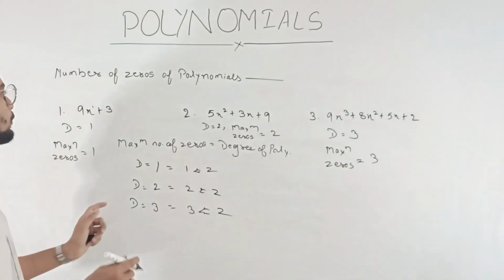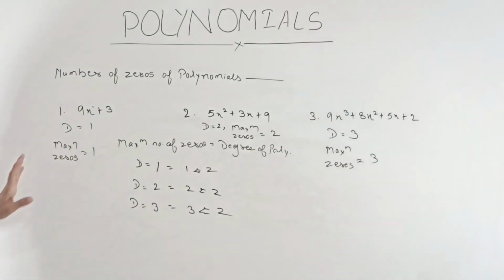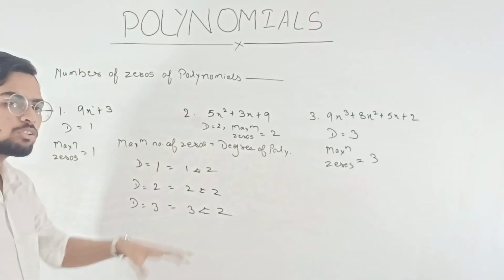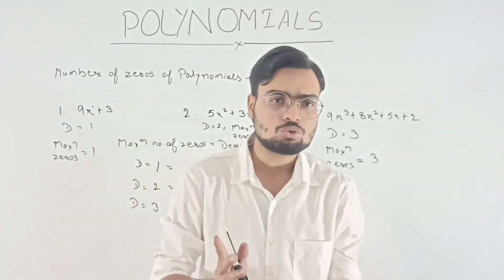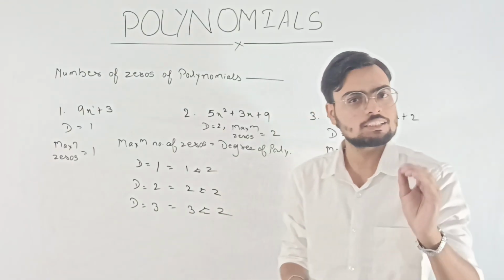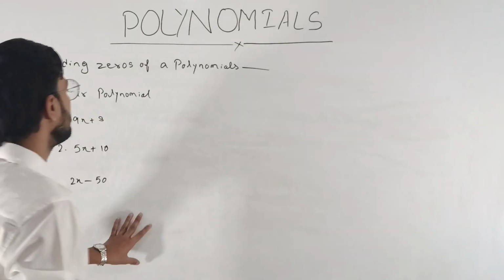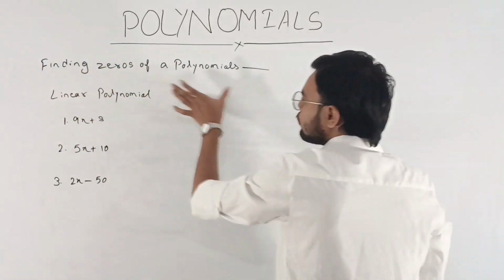Understood? How many zeros does a polynomial have? Maximum number of zeros is equal to the degree of the polynomial. When degree is 1, maximum number of zeros is 1. When degree is 2, maximum number of zeros is 2. When degree is 4, maximum number of zeros is 4. When degree is 99, maximum number of zeros is 99. Okay, now move towards our next topic, that is finding the zero of a polynomial.